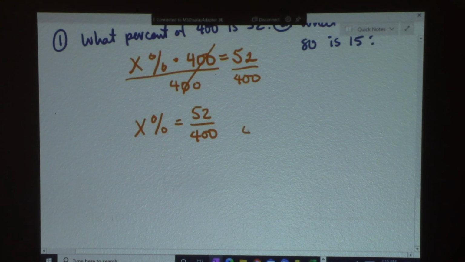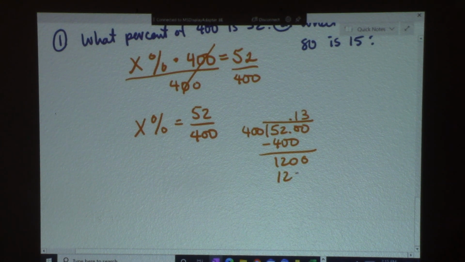So I'm going to divide 400 into 52, and this ends up being 1, and I get 120 here. Bring down a 0. 400 goes into 1200 3 times. Okay, so I get 0.13.